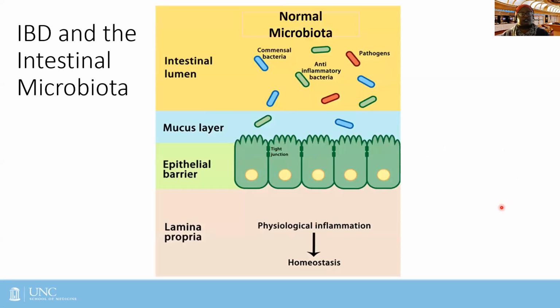So how does this relate to IBD? The figure we have right here is what we see in a normal healthy patient. In a normal healthy patient's intestinal microbiota, we have the intestinal lumen that's usually filled with commensal bacteria. These are bacteria that are usually beneficial to the host or at least do not cause any potential damage. We have anti-inflammatory bacteria that help mediate the immune response, as well as some pathogens.